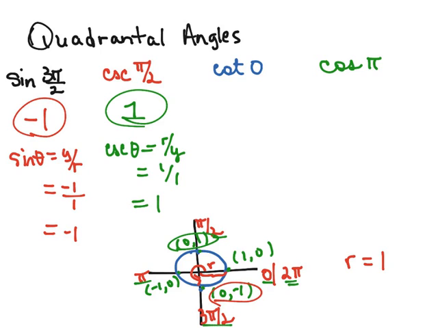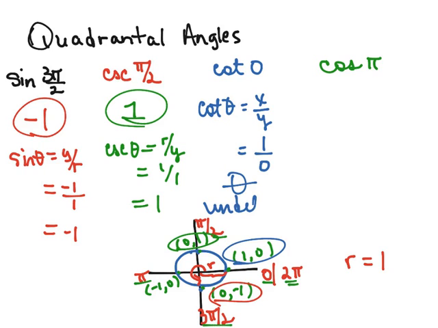To find the cotangent of 0, I'm going to look at the ordered pair 1, 0, and cotangent of theta is equal to x over y. And so using the ordered pair 1, 0, I get 1 over 0. Division by 0 is not possible, so this has an undefined answer. The cotangent is not defined at 0.